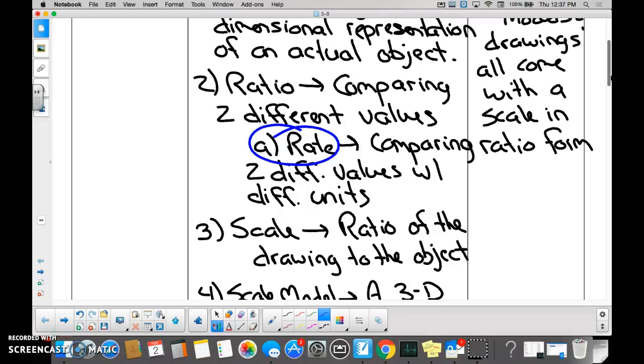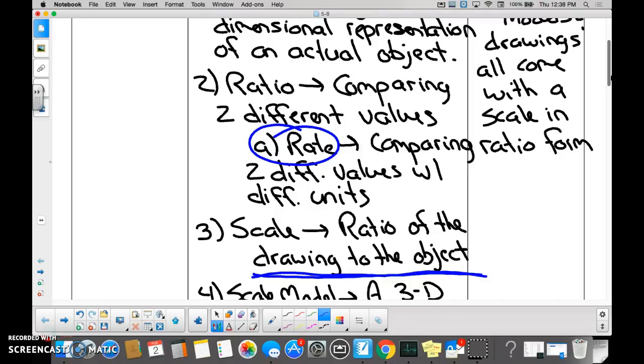A scale is, again, a ratio of the drawing to the object. Everyone say, drawing to object. Drawing to object. Does that matter? Yes. Does that matter significantly? Yes. A scale is a ratio of the drawing to the object.